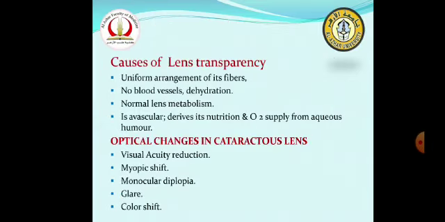What are the causes of lens transparency? A uniform arrangement of fibers, no blood vessels, hydration, normal lens metabolism, and also the lens is avascular. What changes occur in a cataractous lens? Visual acuity is reduced, myopic shift, monocular diplopia, and also there is glare and color shift.